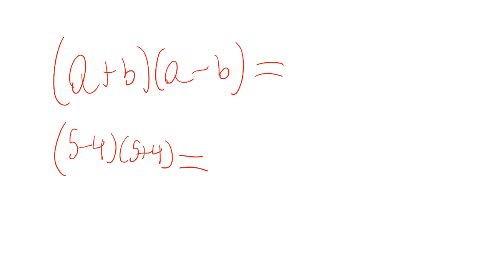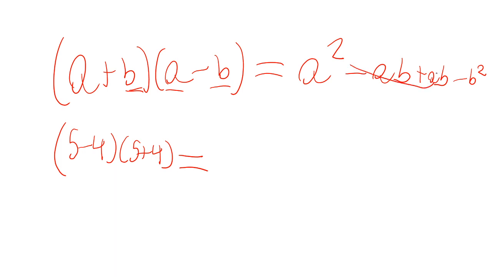Alright, so let's start with the first one. Over here, we multiply a by a, that's a squared. This is minus ab. You move on to b. b multiplied by a, that's plus ab. And then we have b multiplied by b, with a negative b over here, so that's minus b squared. These cancel, so we have a squared minus b squared.